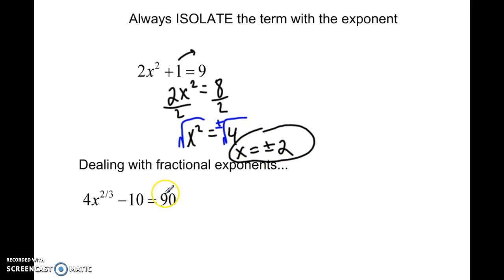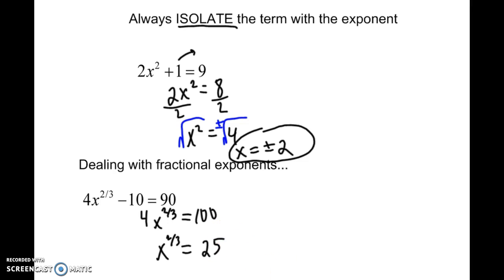Dealing with fractional exponents. Again, this idea of isolating the term with the exponent. We want to get this x to the 2/3 all alone. I'm going to get the other things to the other side. So I get 4x to the 2/3 equals 100. Divide by 4, you get x to the 2/3 equals, what is that? Divide by 4, so that would be 25.